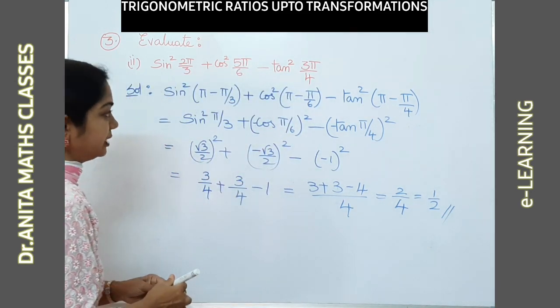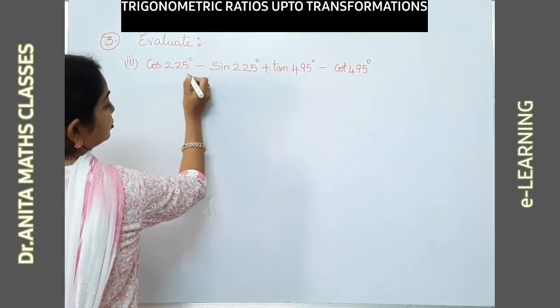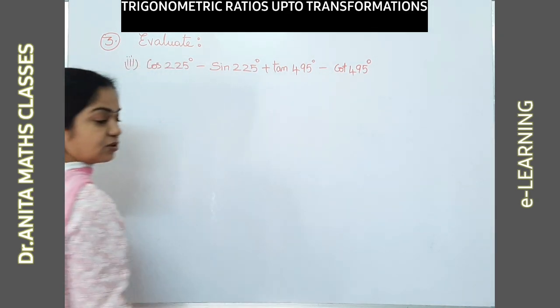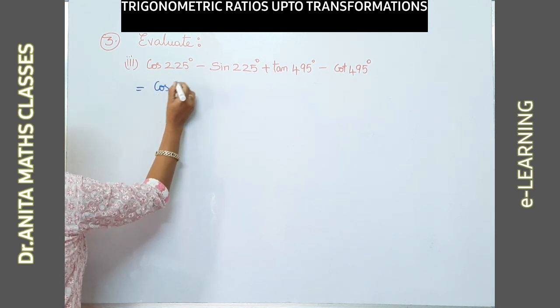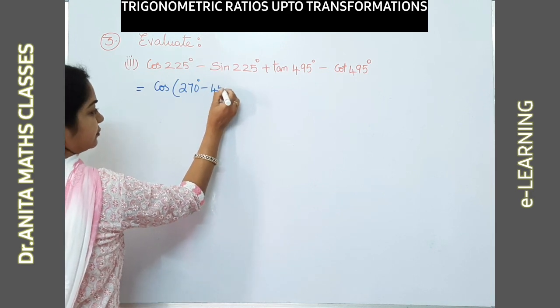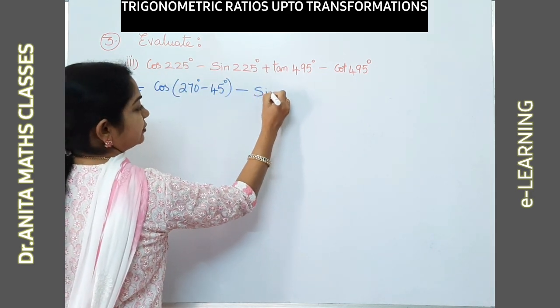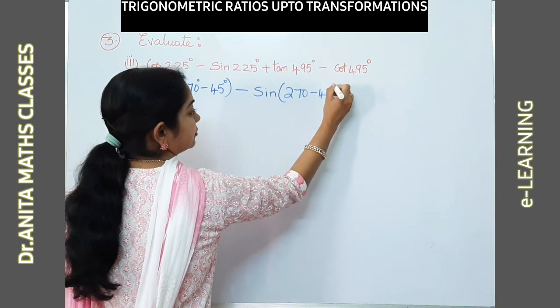Right, okay, please pause the video and note it down. See the third bit: cos 225 degrees minus sine 225, tan 495 minus cot 495. So we'll write this as cos of 270 minus 45, that comes to 225. So minus sine of, again we'll write 270 minus 45.